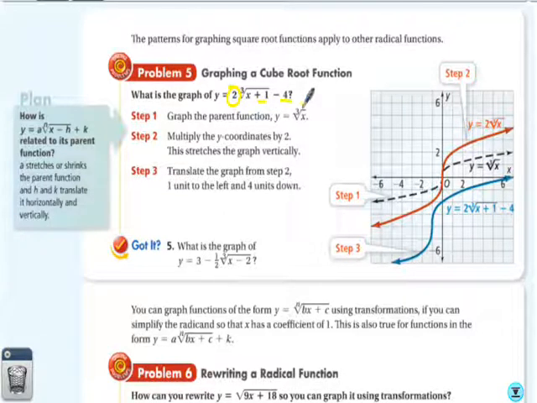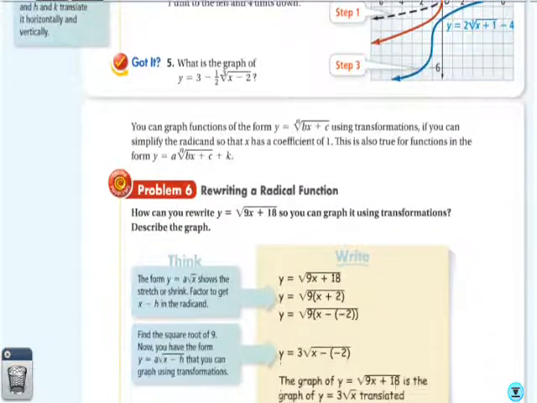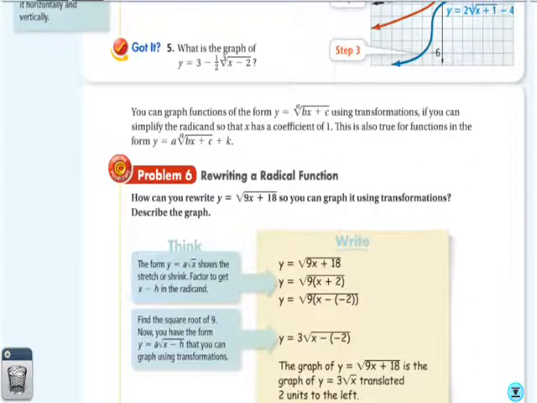So really that's all we're doing. We multiply the y coordinates by 2. That gives you a vertical stretch, and then you take those same points and you shift them 1 unit to the left and 4 units down, and that's it. Okay. Very similar to everything that we have been doing. So let's take a look at this one.